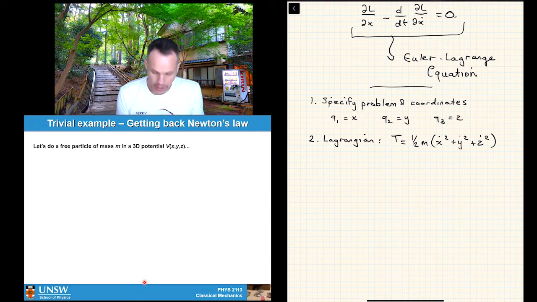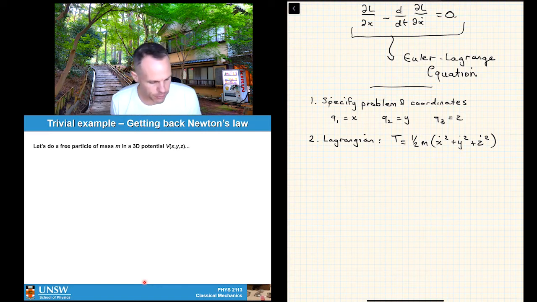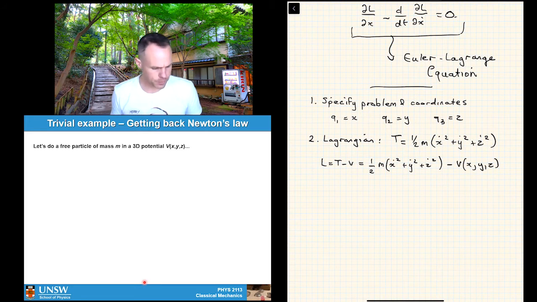And then our V is just a V of x and y and z, completely unspecified. We don't care about it for the moment, so let's deal with that. And so our Lagrangian is basically T minus V, so it will be a half m times (x dot squared plus y dot squared plus z dot squared) minus V of x, y and z.